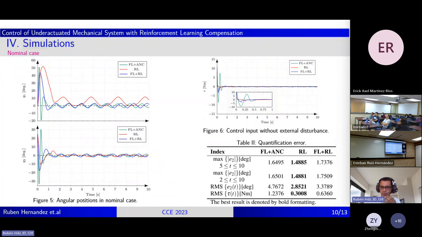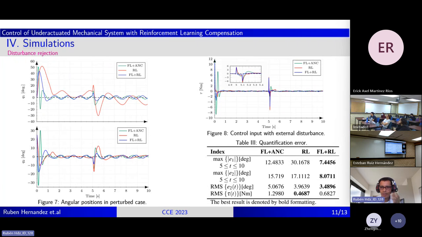In the table, the results indicate superior performance of the reinforcement learning and the reinforcement learning based controllers over the adaptive neural network compensation controller, as evidenced by the root mean square indices. It is worth noting that the reinforcement learning controller gives the best results in the steady state in the nominal case. So the second case to analyze is the perturbed case.